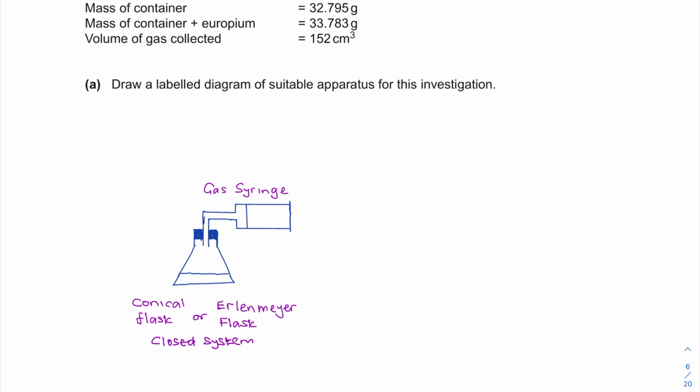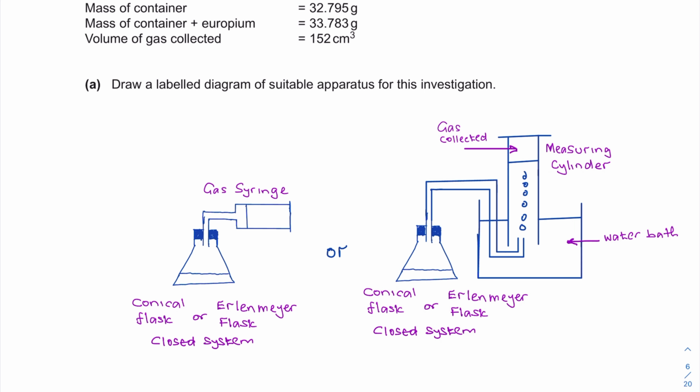Or you could pass the gas through a water bath. When the gas comes in, that will actually cool it, so you can collect the gas here. This is a measuring cylinder. This is the gas collected. That's the gas collected here as well.